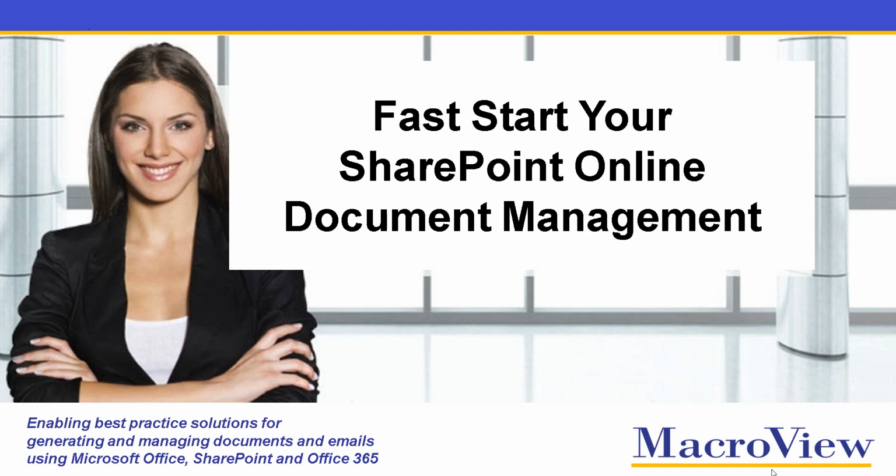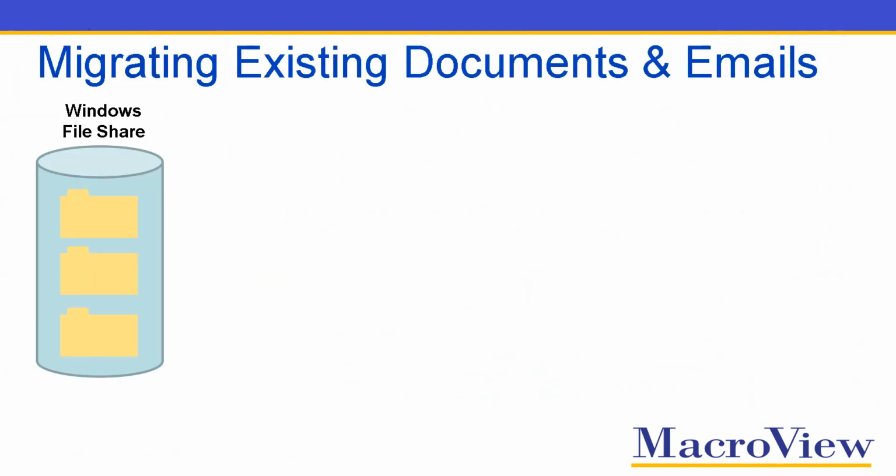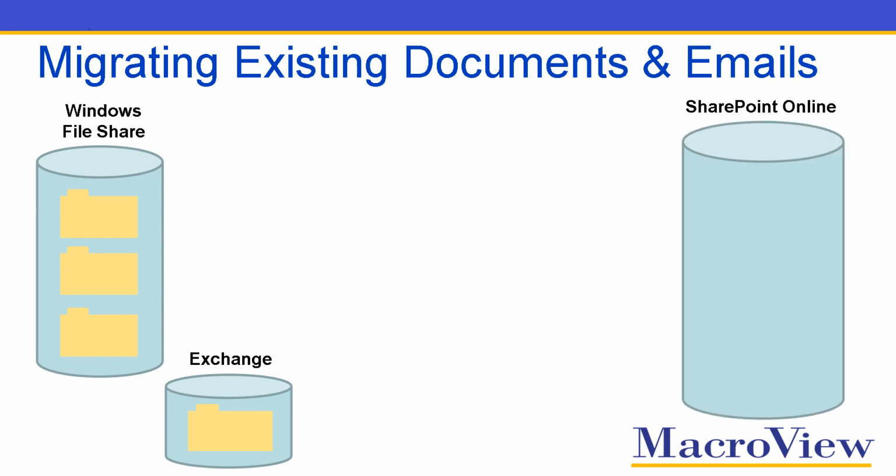In this brief video, we'll see how you can get started quickly with using SharePoint Online to manage your documents and emails. Your existing documents are in a folder structure within a Windows file share. There are also emails in folders within your Exchange environment. You have a SharePoint Online tenant, which already contains a document library.